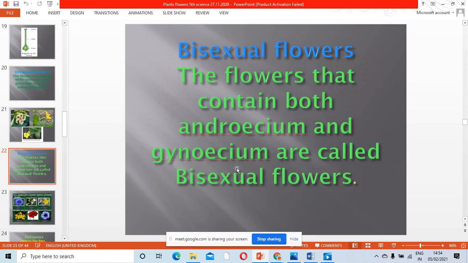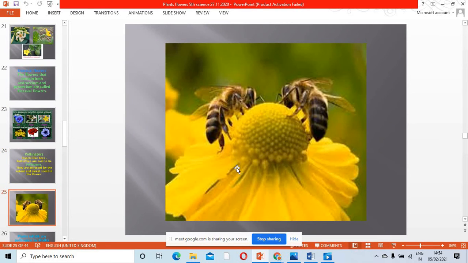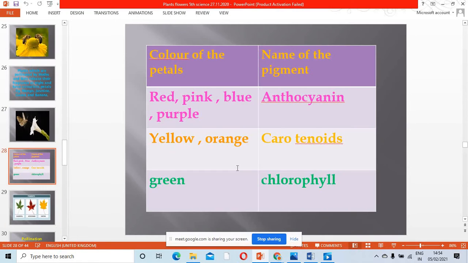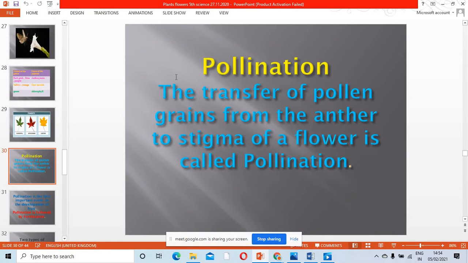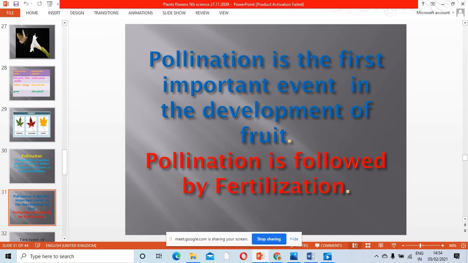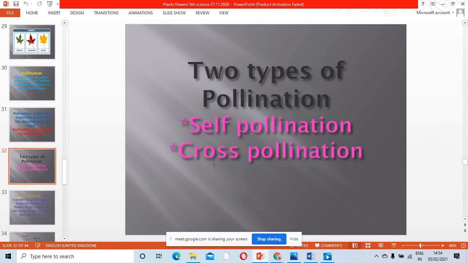Okay, now we'll go to the next part of what we are going to learn today, which is pollination. What is pollination? Pollination is the transfer of pollen grains from the anther to the stigma of a flower. Again I repeat, pollination is nothing but the transfer of pollen grains from the anther to the stigma of a flower. Now there are two types of pollination I told you: one is self pollination, another one is cross pollination.